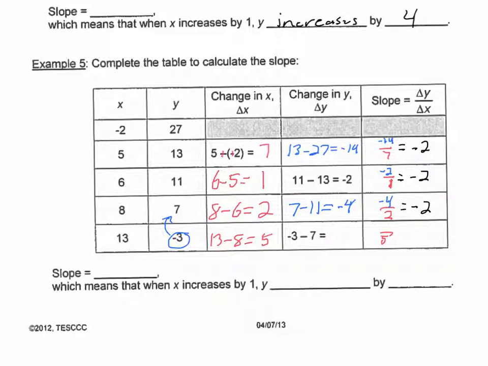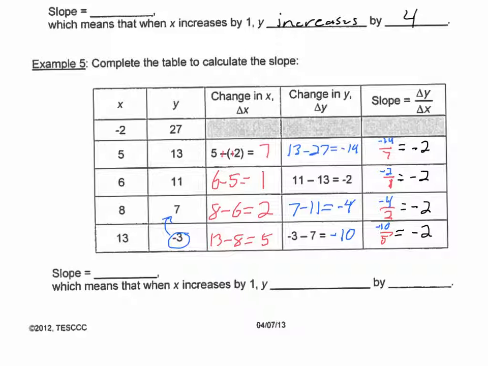Negative 3 minus 7. Okay, so 3 bad guys and 7 bad guys makes a total of 10 bad guys. Okay, so I'm going to fill that in over here. And finally, to simplify our slope, negative 10 over positive 5 gives us a negative 2. So the awesome thing is all our slopes match. That's good. Okay. So what does this mean?